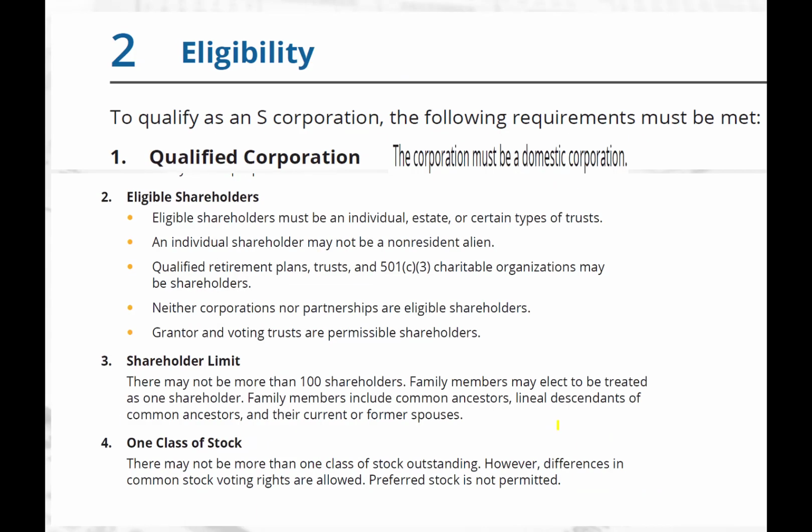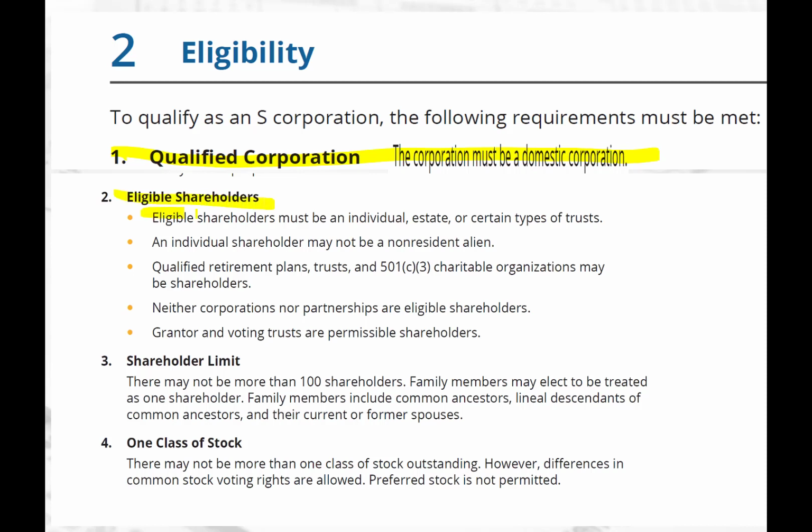Then we come over and take a look at what makes a corporation eligible. First thing, it has to be a domestic corporation. Okay, there's certain allowability to incorporate inside the United States if you meet certain requirements as a foreign corporation. You can't be one, you have to be a domestic corporation.